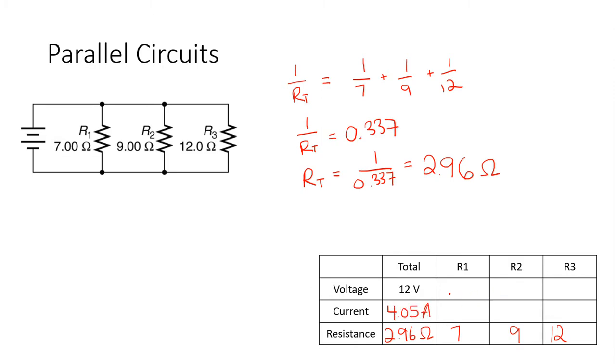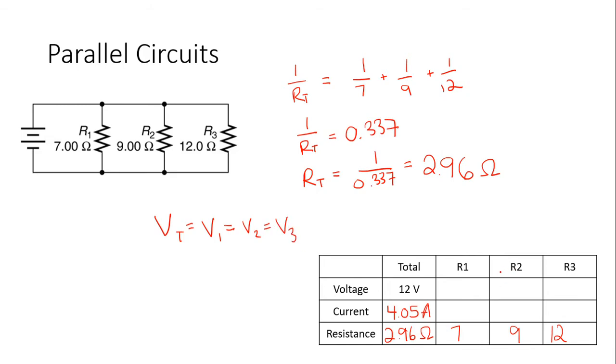12 divided by 2.96. Okay, so is current the same in all three branches? No. Current splits when you go into parallel. It doesn't split evenly unless all the resistances are the same value. It likes the path of least resistance. So I expect to see the most current across R1 and the least current across R3. But what I do know about parallel circuits is the voltage is constant across all the loads.